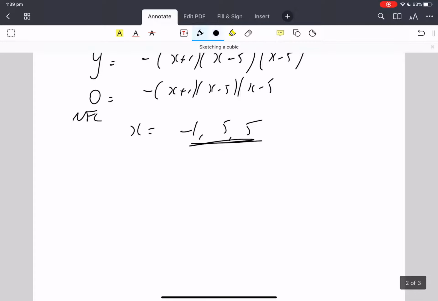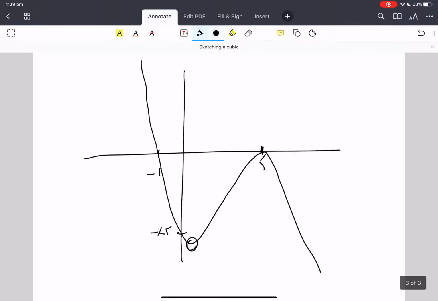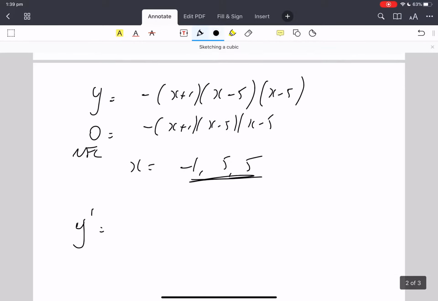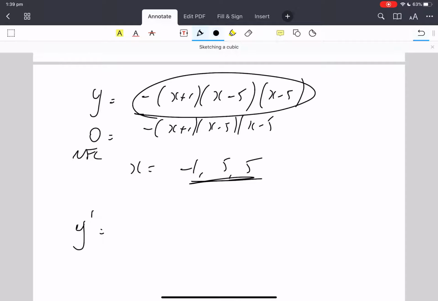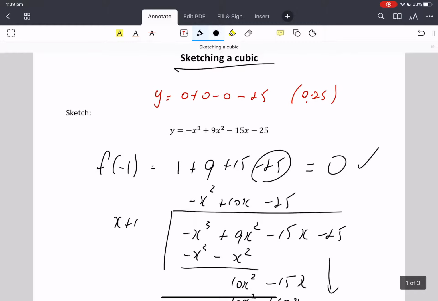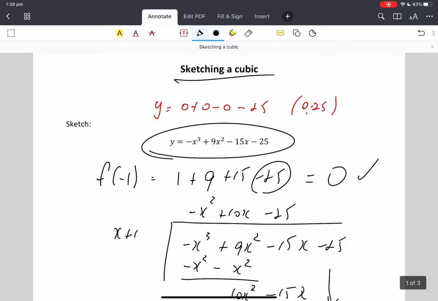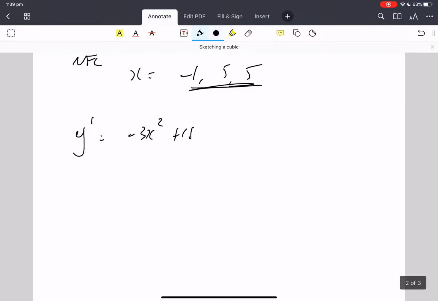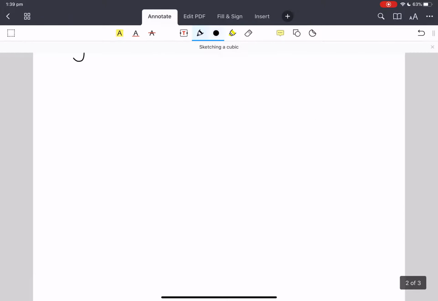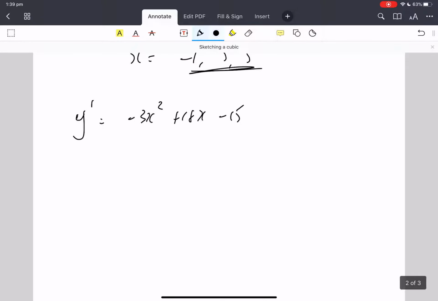Okay. We are going to need to find our stationary points. So we need to find this point and that point. We've got to find it anyway. Do we want a triple product rule? No thanks. We're going to differentiate that to minus 3x squared plus 18x minus 15. And stationary points happen when the slope equals 0.